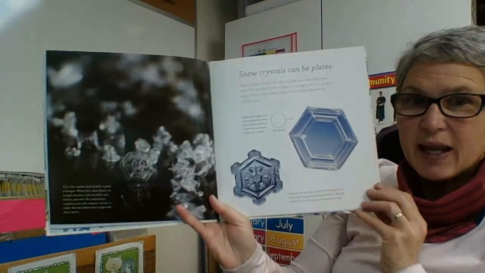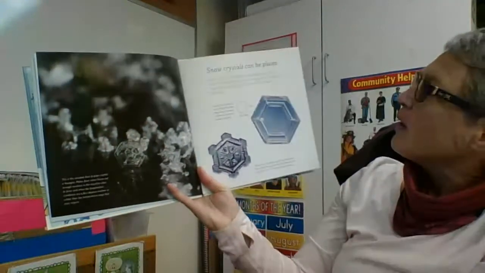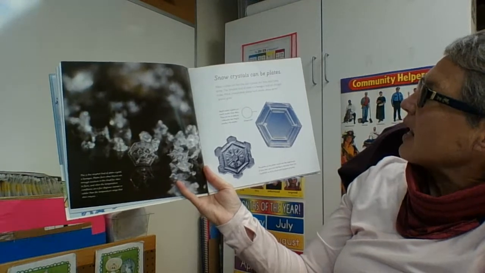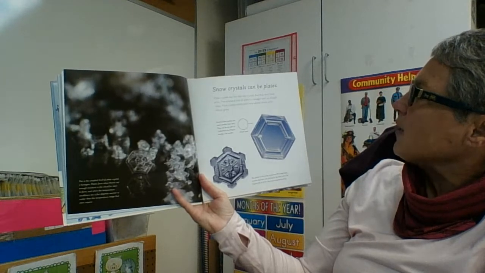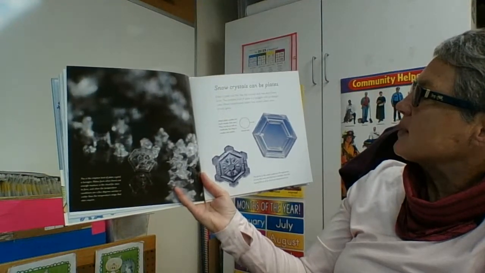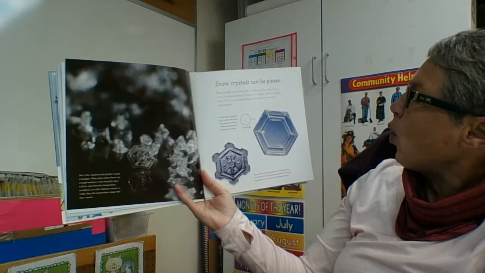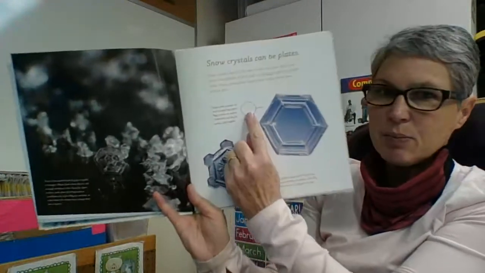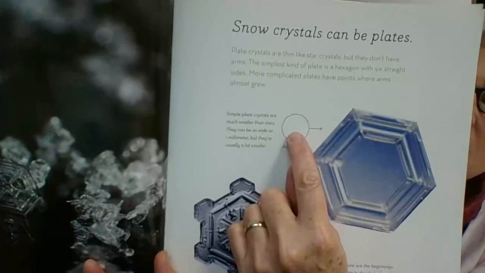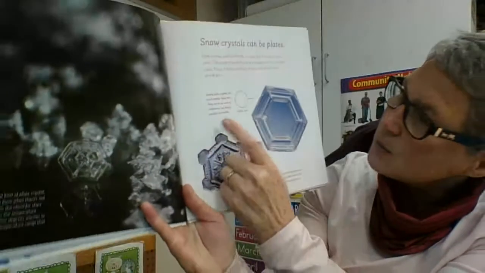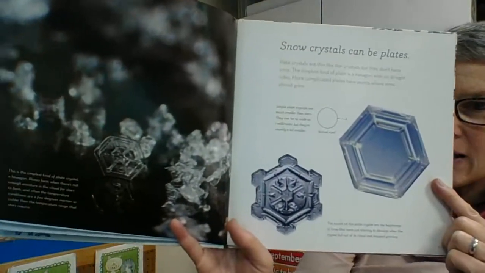Snow crystals can be plates. I like this one over here. Plate crystals are thin like star crystals, but they don't have arms. The simplest kind of plate is a hexagon with 6 straight sides. More complicated plates have points where arms almost grow. I like this because it shows you the actual size. It's really tiny. And then they used a microscope so that we could see what it would look like.